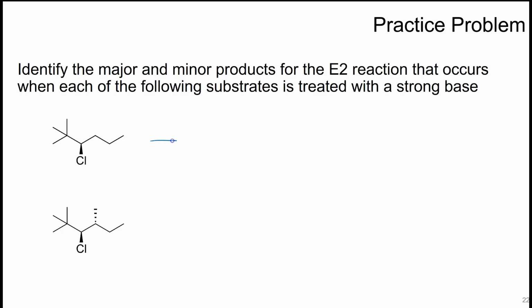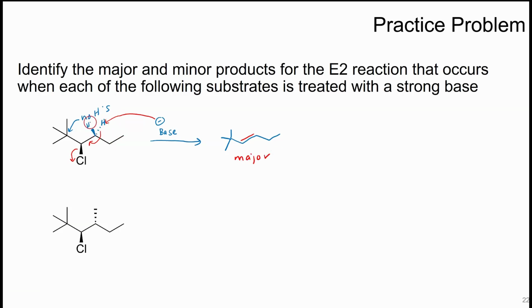If I look at the first example, we have a base. And I'm going to look at the protons that are available. On this carbon here, there are no hydrogens. So we can't do an elimination that way. There's a hydrogen here, and there is a hydrogen there. The base is going to take the one that is opposite sides of the chlorine, which is the dashed one. And then we form the double bond there. That will be the major product.